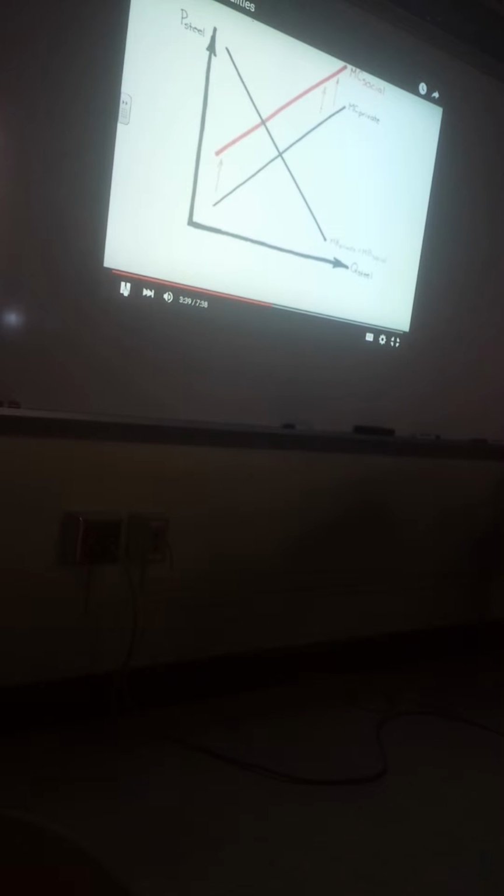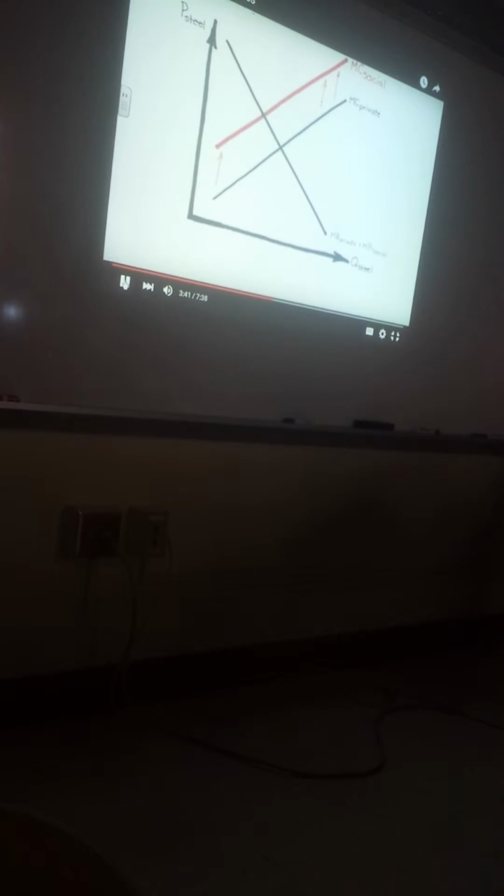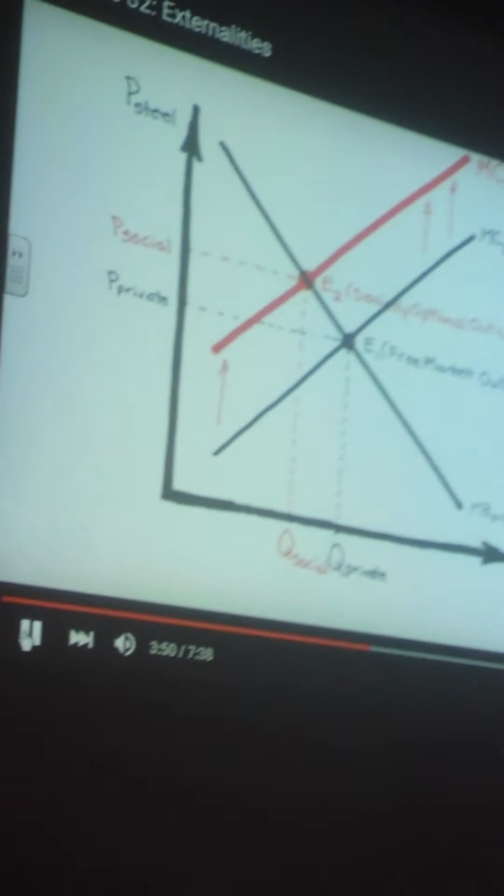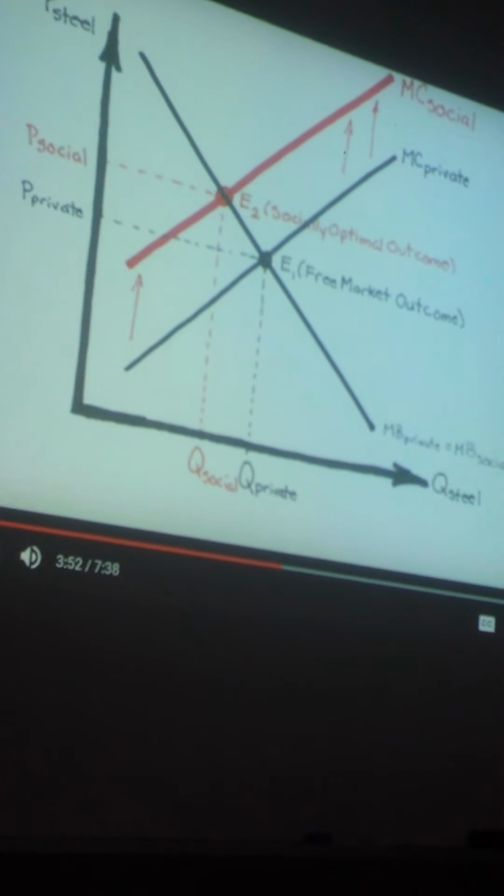In producing steel, I'll assume that on the benefit or demand side, private and social are the same for now. But the production of steel also results in pollution, a cost to others in society. This means that the marginal social cost is greater than the marginal private cost. Left to its own devices, the steel market will be based on private costs and private benefits, yielding the price and quantity associated with equilibrium E1.